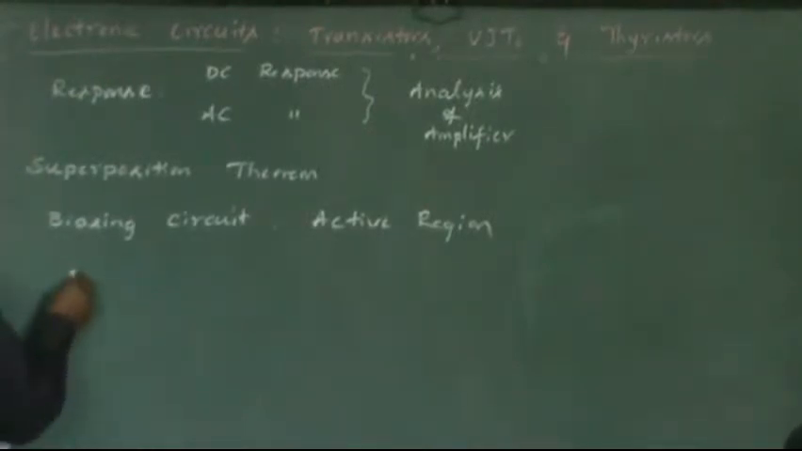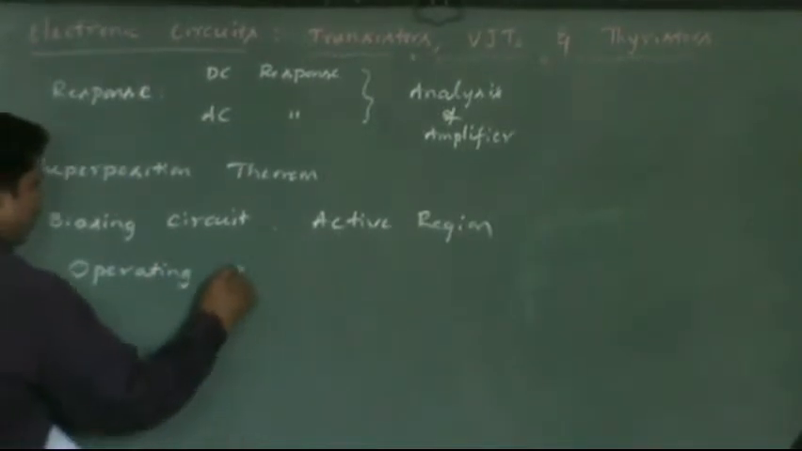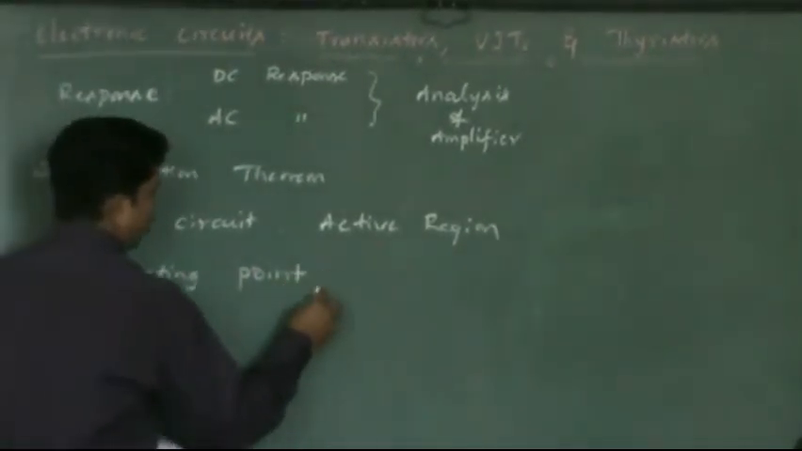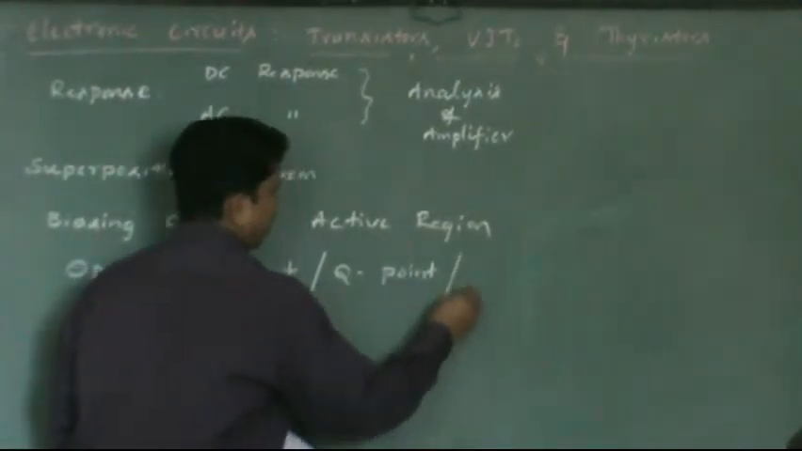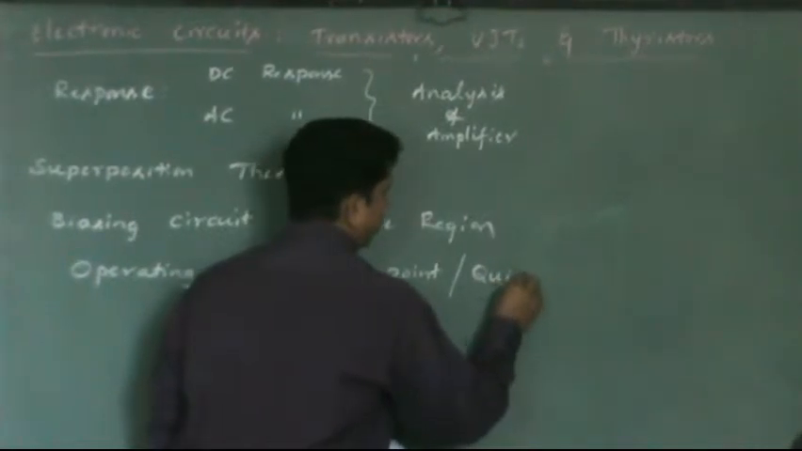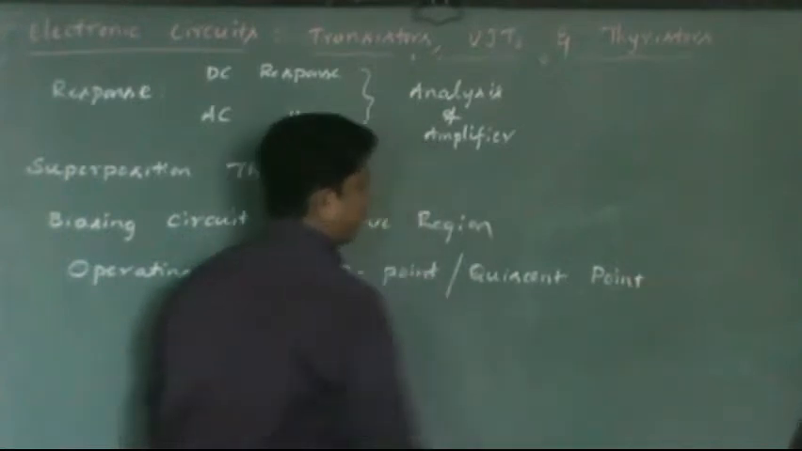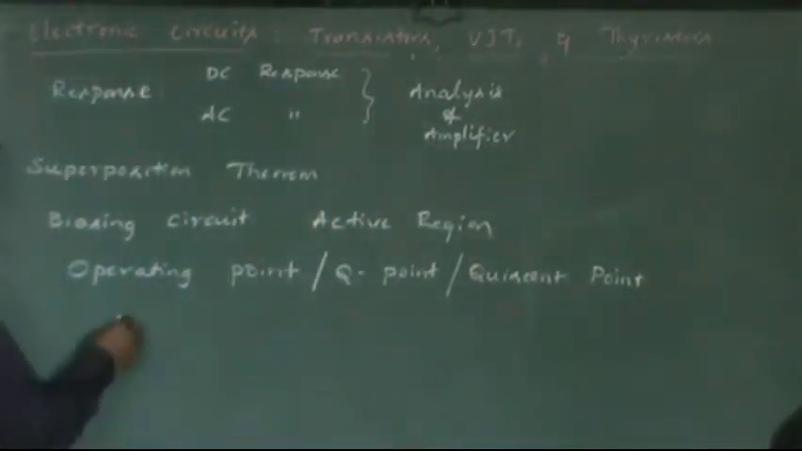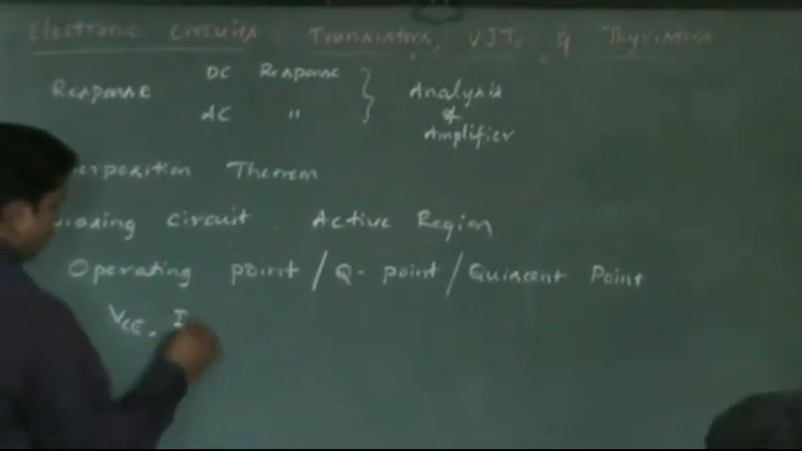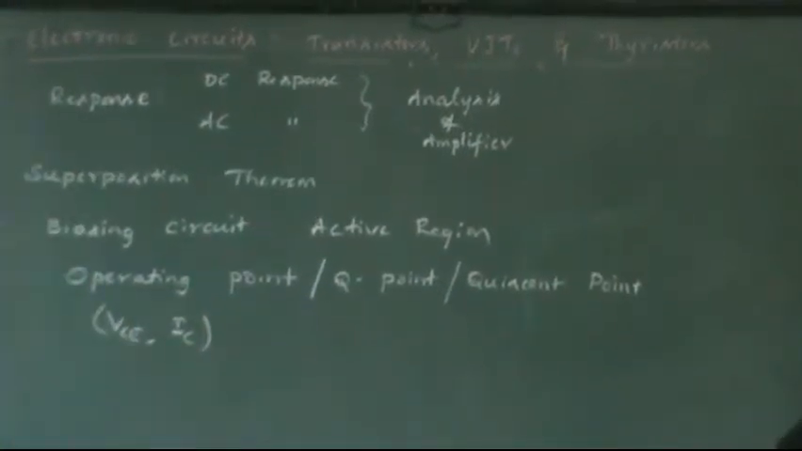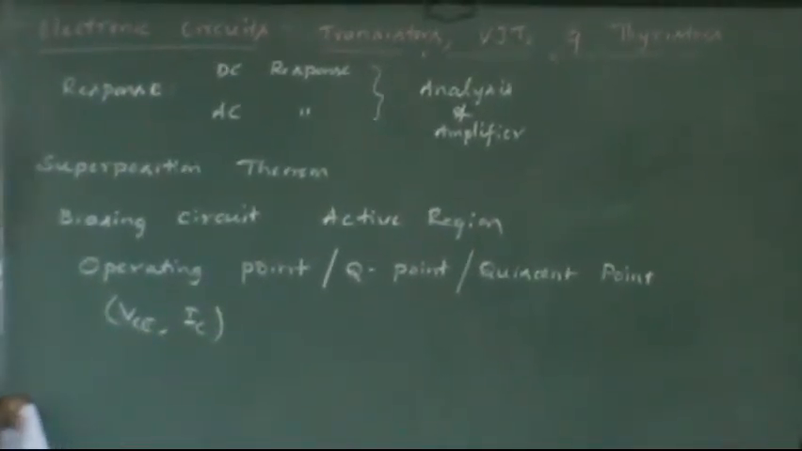So let us see that we have defined last class what is an operating point. Operating point is also called the Q point. Sometimes the expansion of Q is quiescent point. This operating point is nothing but just the values of VCE and IC, the values of collector emitter voltage and collector current. These two are called the operating point.